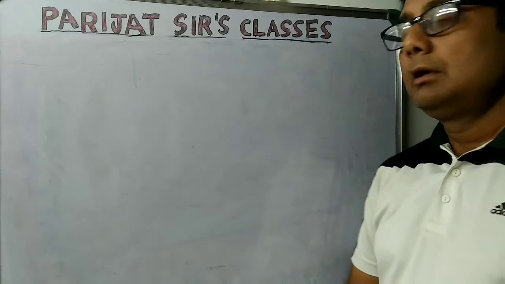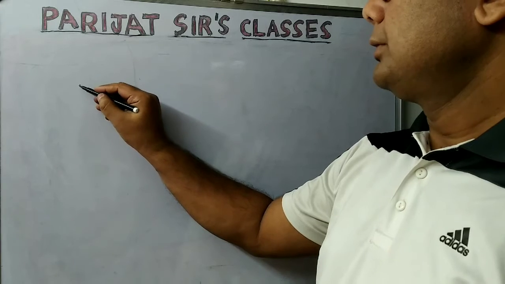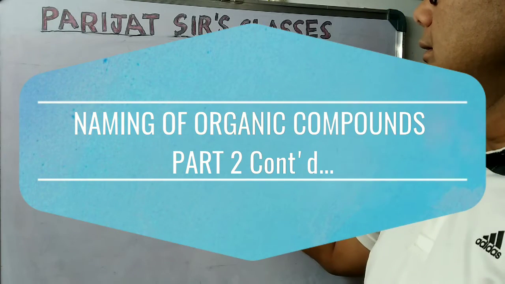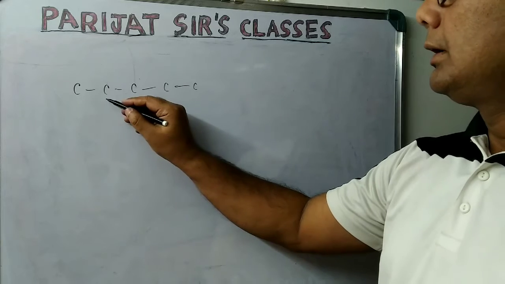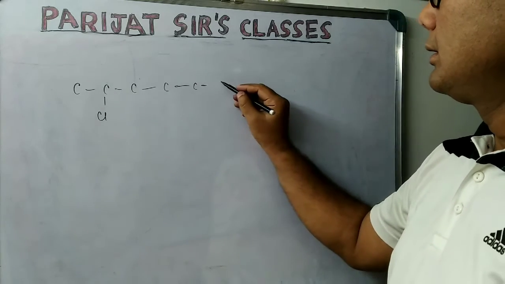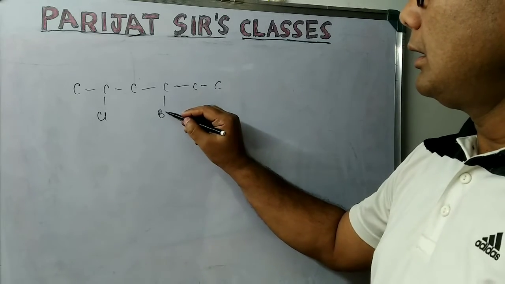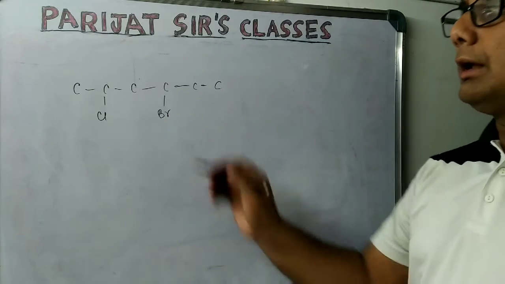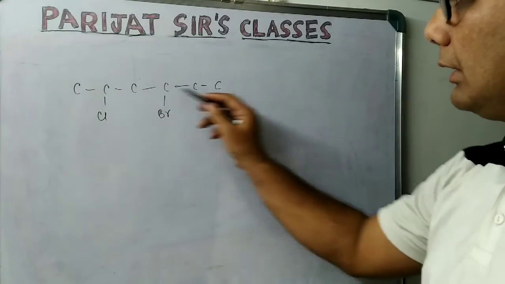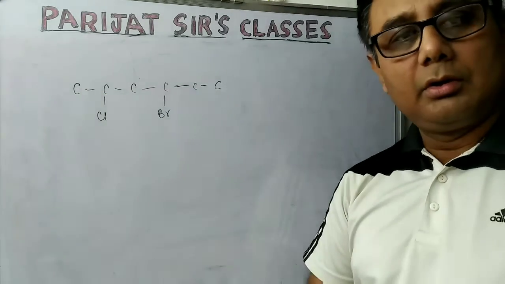So friends, now we'll see a few more of it. For example, if I have a chlorine here and a bromo here, chloro here and a bromo here. So what will be the name? I told you this is the longest chain and there is no double bond or no triple bond.